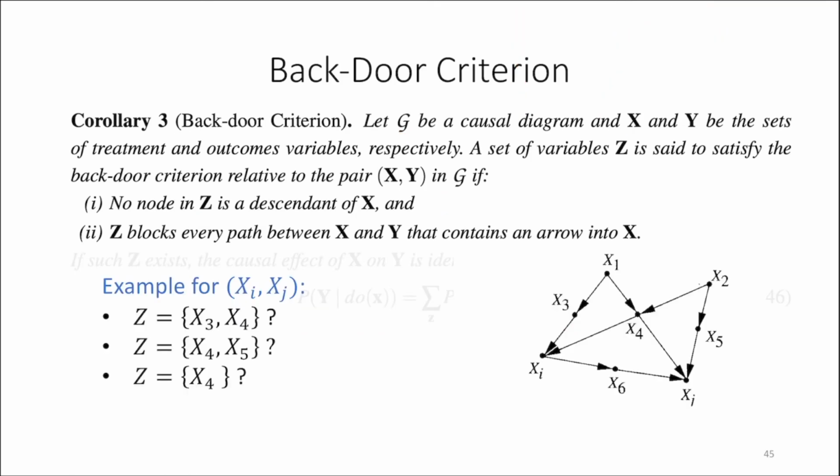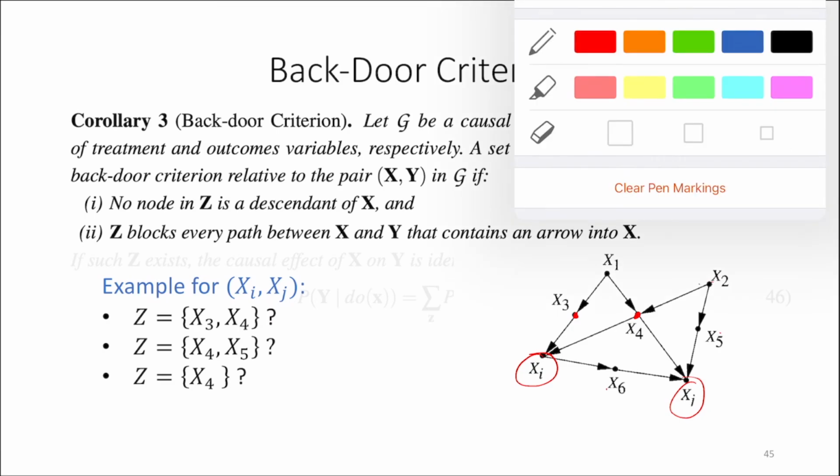For example, if this is the causal graph and X is our treatment and Y is our effect, if X3 and X4 are in Z, so we want to check if these two are observed, the rest are unobserved. Is the path blocked? So here is an example.